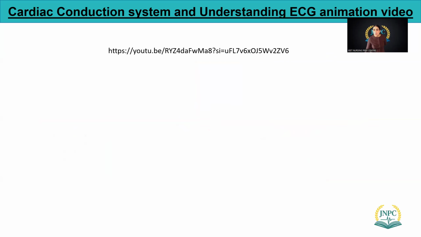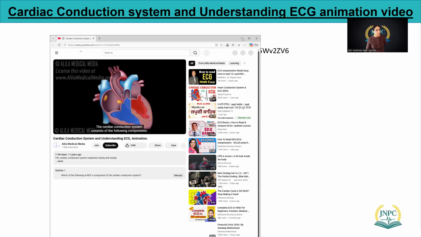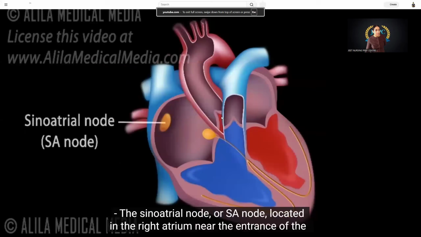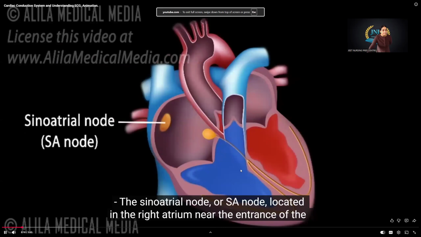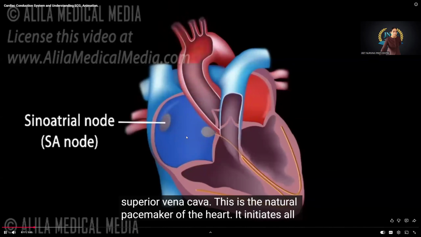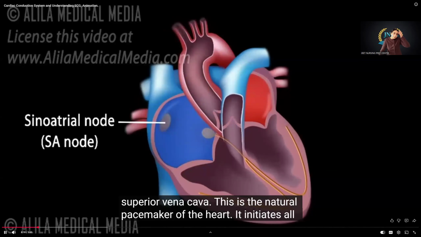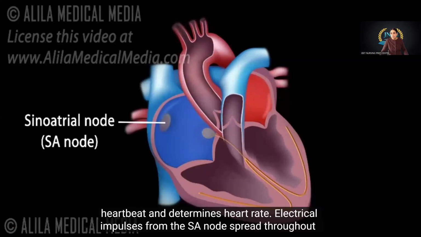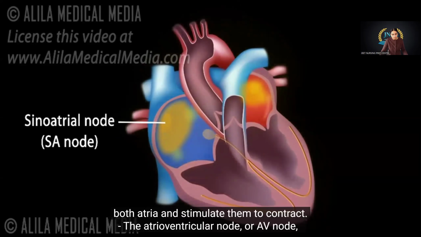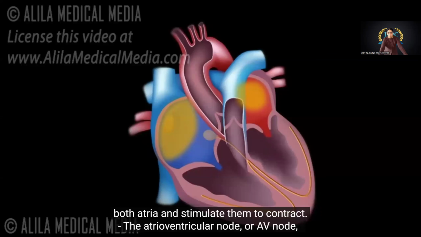So let's see this video quickly, which is a 3D video, so that you can have a better understanding. The conduction system consists of the following components. The sinoatrial node, or SA node, located in the right atrium near the entrance of the superior vena cava. This is the natural pacemaker of the heart. It initiates all heartbeats and determines heart rate. Electrical impulses from the SA node spread throughout both atria and stimulate them to contract.